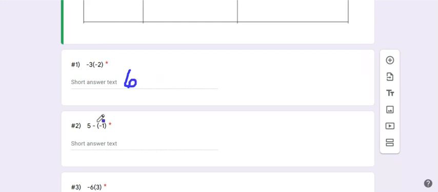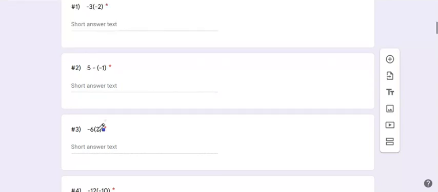Now notice in number 2, I am not multiplying. It says 5 minus negative 1. I am subtracting a negative. And if I am subtracting a negative, or if I see two minus signs next to each other, I should, in my mind, think slash slash. And so those negatives become positives, and this really becomes 5 plus positive 1, or just 5 plus 1, which of course would be 6.